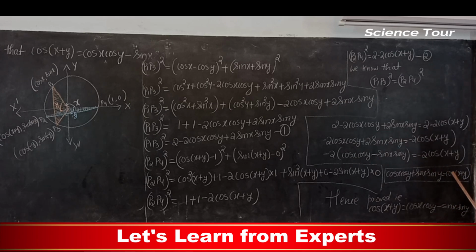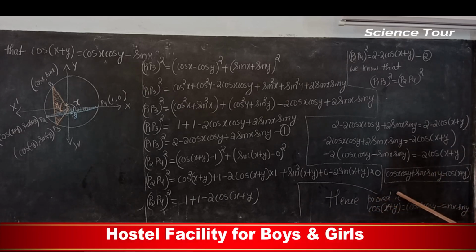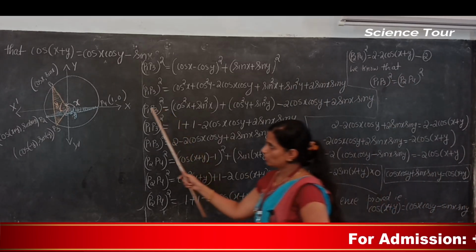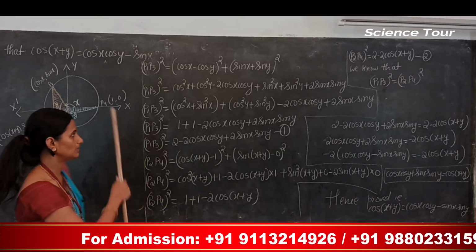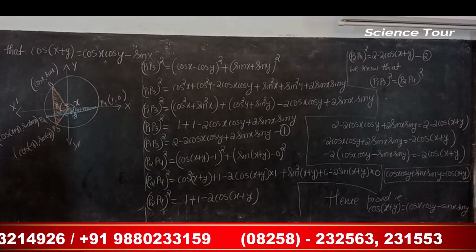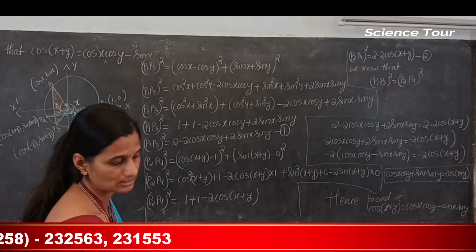So that is cos (x plus y) is equal to cos x cos y minus sin x sin y, and hence it is proved. So important derivation. So copy this in your notes. This explanation part, write it in your notes. Okay, important for 6 marks.